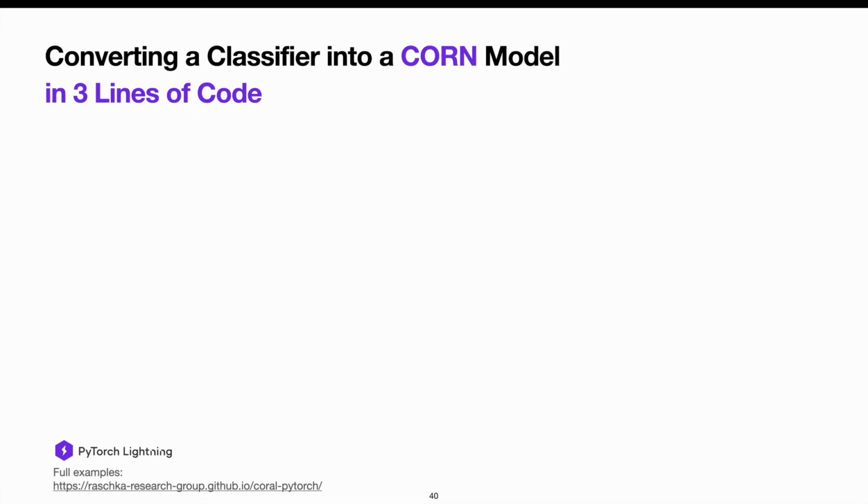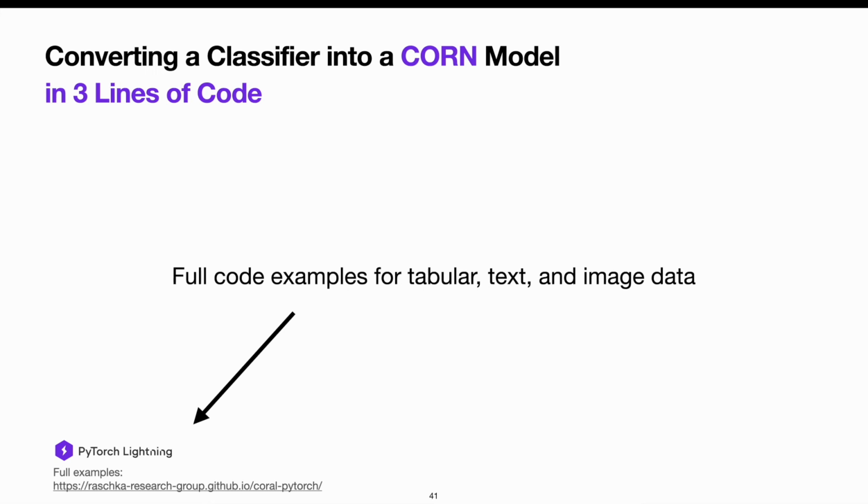We can convert a classifier into a Corn model in just 3 lines of code, which is really amazing. I'm not going to show you the whole working code example because it's a short talk. But if you are interested, I have full working examples for tabular, text, and image data on my website that you can check out. There's pure PyTorch code and also pytorch-lightning code.